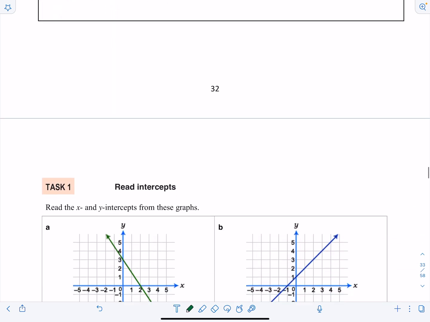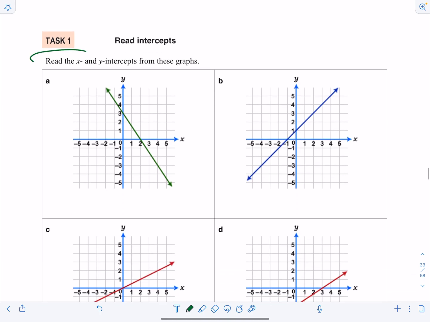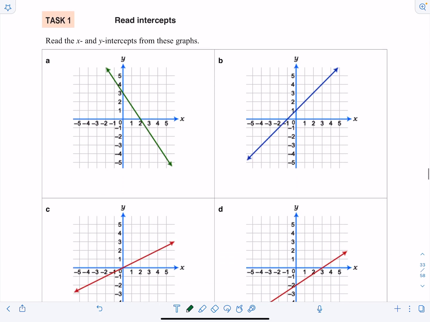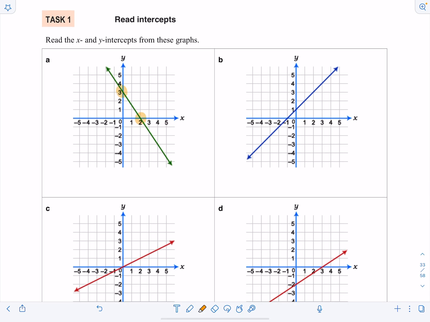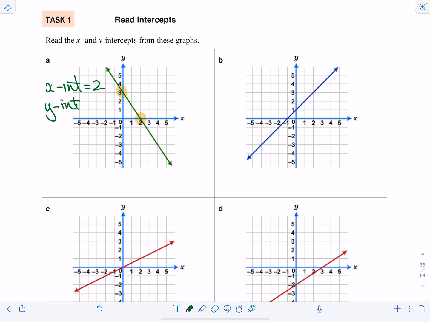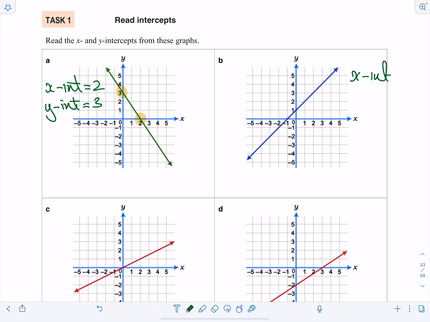Pretty easy. Let's go to this one. Now I want you to read the intercepts. I have one there and one there. So here, the x-intercept is 2, and the y-intercept is 3. Here, the x-intercept is negative 1, and the y-intercept is 1.